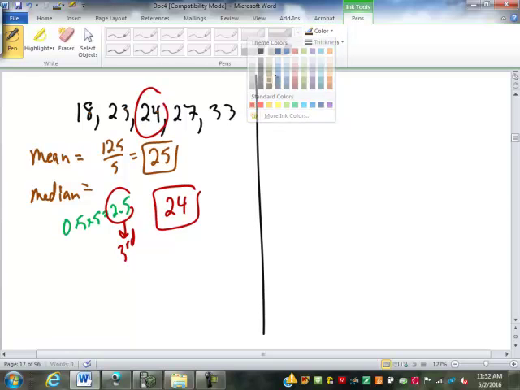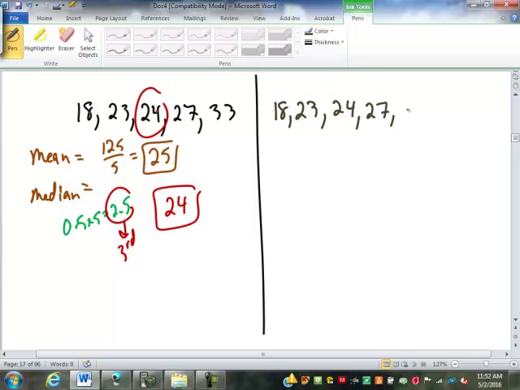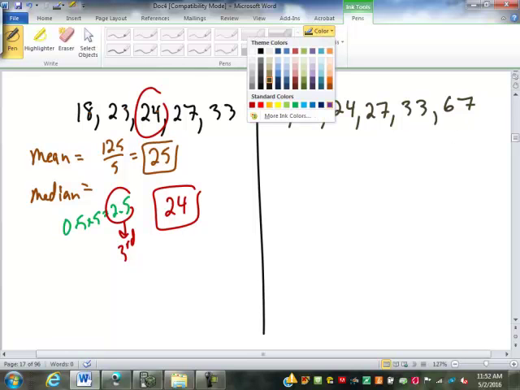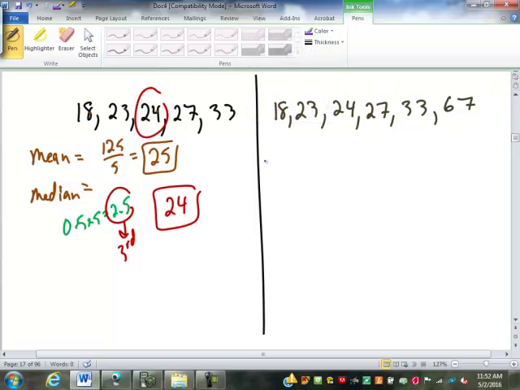Let's take a look at a second set of numbers here. Looking at that, looks kind of familiar, hopefully. I'm just adding one number to it, 67. So now when we go to find our mean, this is going to be 192 over 6, which is a mean of 32.